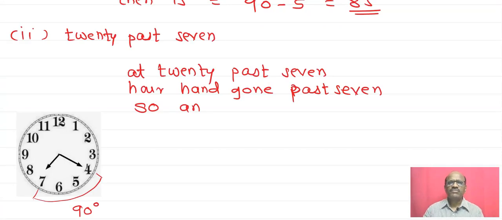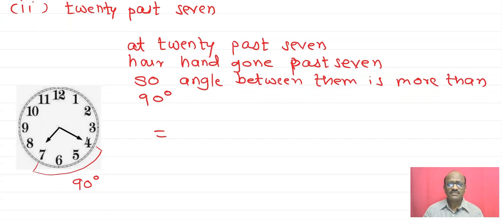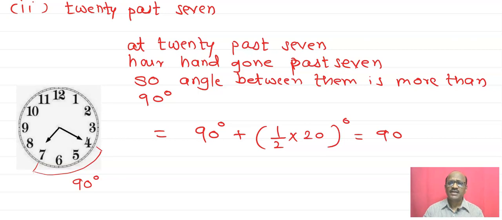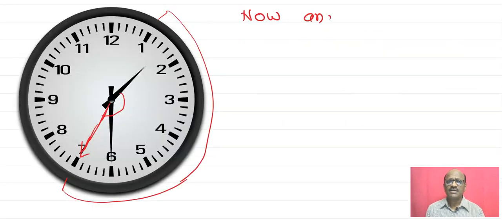Now the next problem, 20 past 7, that is 7:20 we say. Now see this, the actual angle between the 4 and the 7 is 90 degree. But 20 past 7 means the hour hand covers whatever degree is rotated in 20 minutes. Therefore, we have to add that here. 90 plus 1 upon 2 into 20 minutes, that is equal to 10. Therefore, 90 plus 10 is equal to 100. This is the angle, 100, which is the correct one.